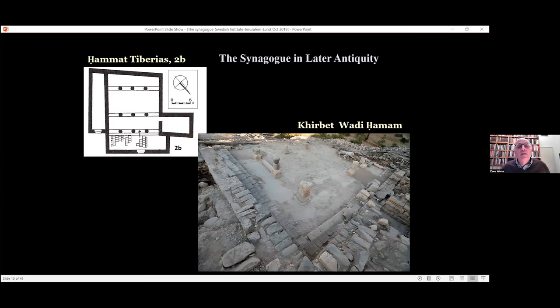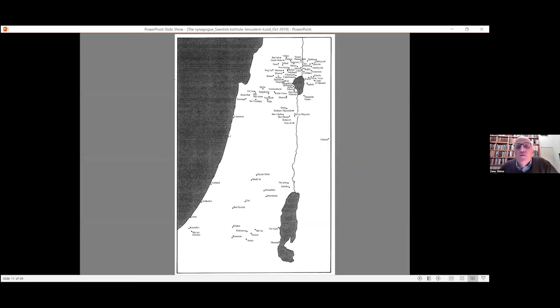The one from Chabad Tiberias, at the top left, is a synagogue which has four aisles, a main hall and one aisle to the west and two others to the east. And the synagogue at Chibet Vadi Hamam is, as I said, dated to the first half of the third century CE. So from now on, we have many examples of synagogues.